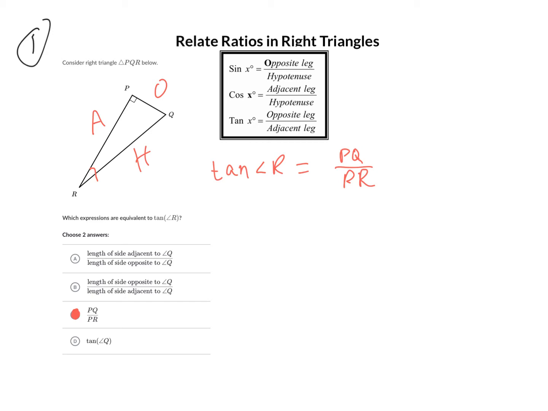Tan of Q is not going to be the same as tan of R because they'll flip the two around. So I can rule out D. So I know it's either going to be one of these that deal with Q. So let's look at angle Q. I'm going to go ahead and erase these. Let's look at angle Q.